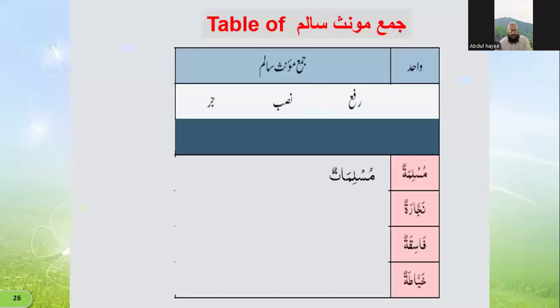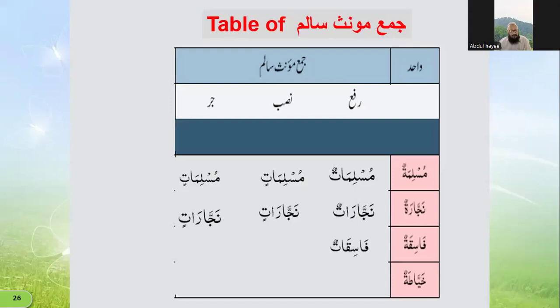Let's practice. From muslimatun, muslimatun, muslimatin. From najjaratun, najjaratun, najjaratin. From fasikatun, make the plural. What will be the plural of fasikatun? Fasikatun, fasikatin. What about khayyatatun? Khayyatatun, the tailor lady. Khayyatatun, khayyatatin. You will add alif ta.